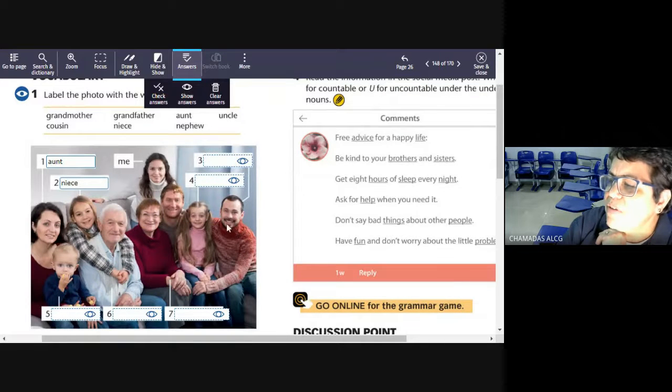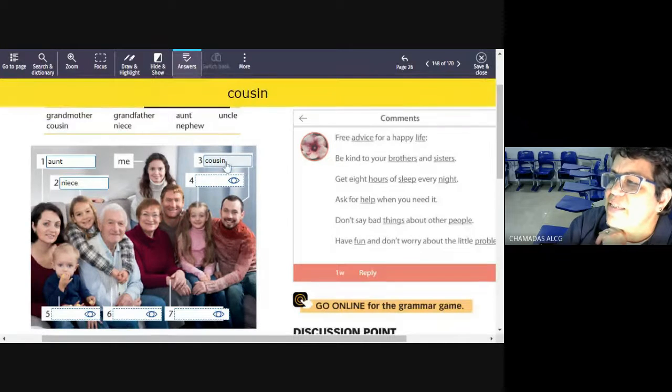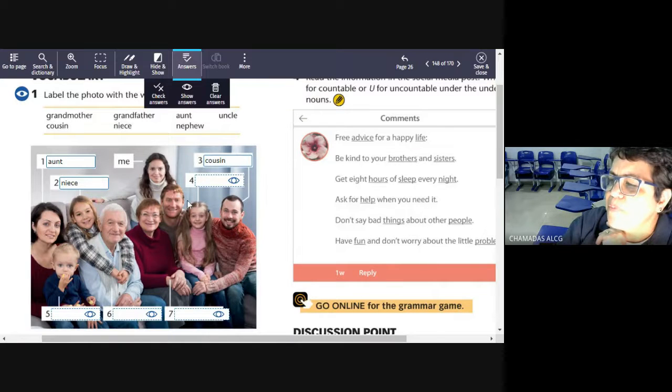Nephew? I think he's a little too old to be a nephew. Look. Cousin. Cousin. Number 4. No, nephew we use for boys. Okay? Nephew is sobrinho in Portuguese.